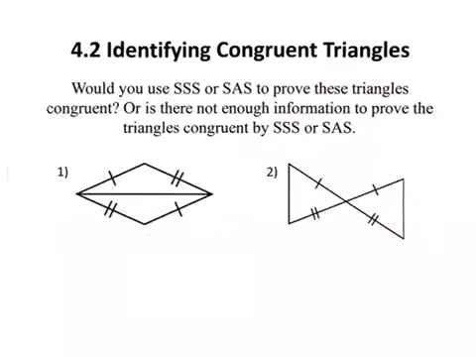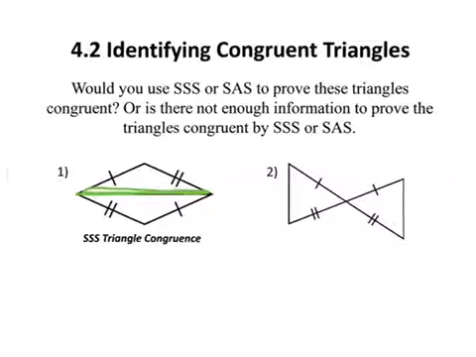Would you use side, side, side, or side angle side to prove these triangles congruent? Or is there not enough information to prove triangle congruence by side angle side or side, side, side? Well, looking at question 1, we've got two pairs of sides, but we have this common side amongst the two triangles. So we should have enough information here to prove side, side, side congruence, because we could use the reflexive property to prove that middle side congruent to itself.